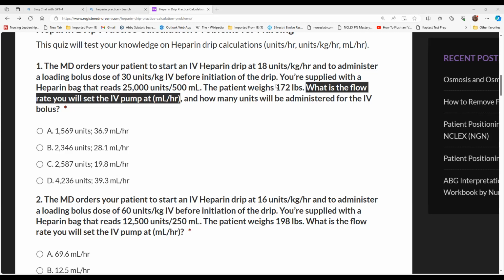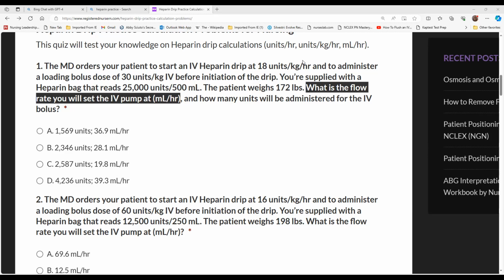And then our order is 18 units per kilogram per hour. And that's good because we have to go to mLs per hour. So we already know that our dose is ordered in hours. So that's a good thing. All right, and then what you have on hand. So what do you have on hand? You have 25,000 units per 500 ml.